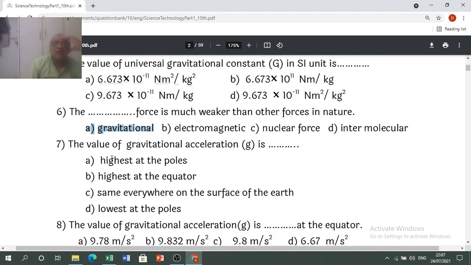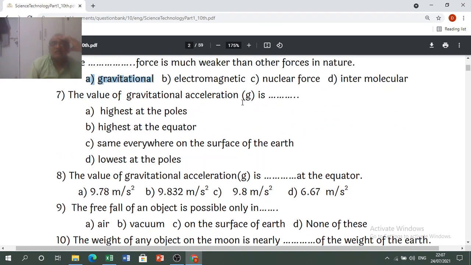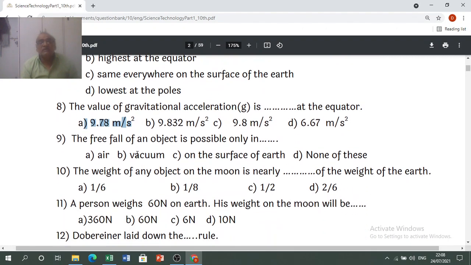Option is A. The value of gravitational acceleration G is highest at poles, highest at equator. You know it is highest at poles. That is, option is A. The value of gravitational acceleration at equator is very low. That is 9.78 meter per second square.